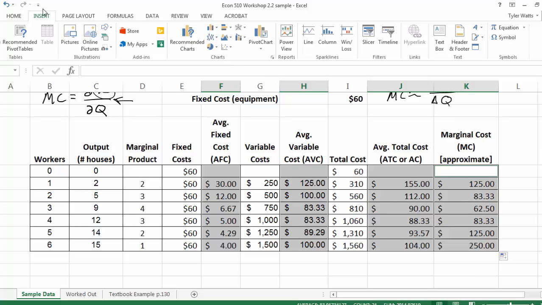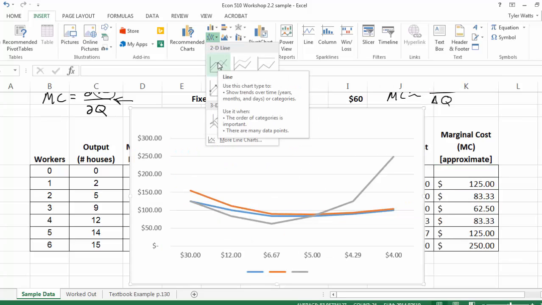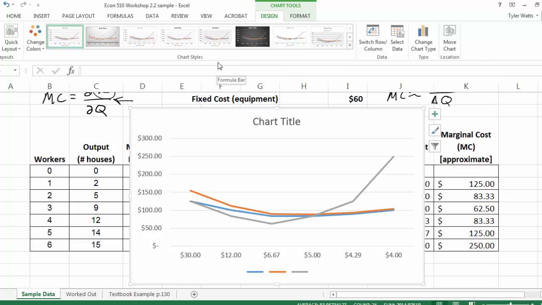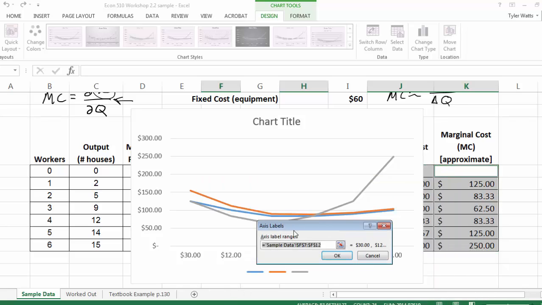Now Excel makes it so easy to put graphs in. I'm just going to go up here again under the Insert tab and the line charts option, 2D line, basic 2D line chart right there. And it's set. Now the only thing I need to do is right click on the field and on select data. For the horizontal category axis labels, I want that to be my range of output. So I'm going to select that range there.